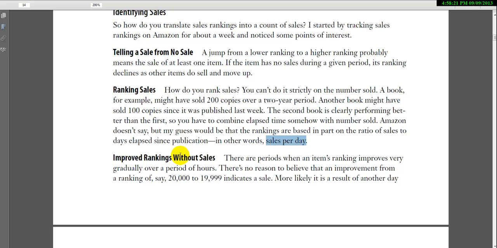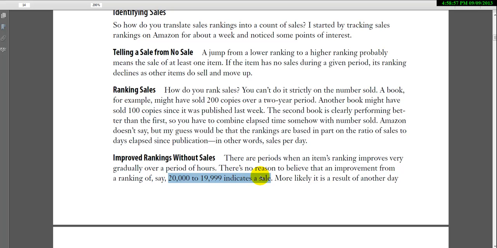Improved rankings without sales. He says sometimes even though there's no sale, your rankings might improve. There are periods when an item's ranking improves very gradually over a period of hours. So this is something he observed by looking at rankings. He said he spent like a week checking out rankings in general, and looking at how they change. Okay. There's no reason to believe that an improvement from a ranking of, say, this to this indicates a sale.